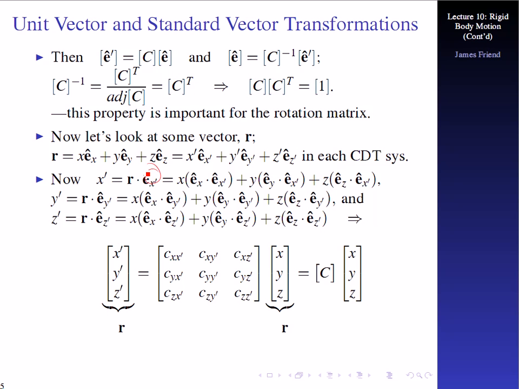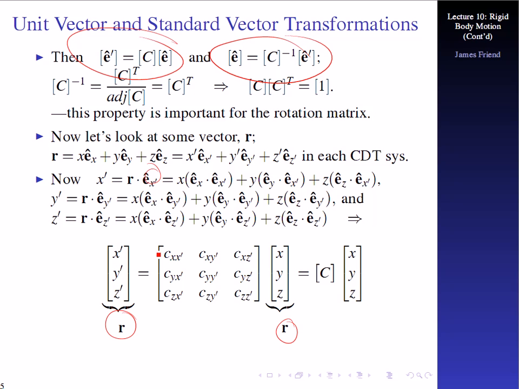And then the Y prime, well, it's R dot E sub Y prime, Z prime is R dot E sub Z prime. And so instead of just talking about having unit vector transformation like up here and here, we could transform entire vectors. So we could go from R to R. Weren't these the same? They are the same. They are exactly the same vectors. The difference is we've chosen two different coordinate systems.